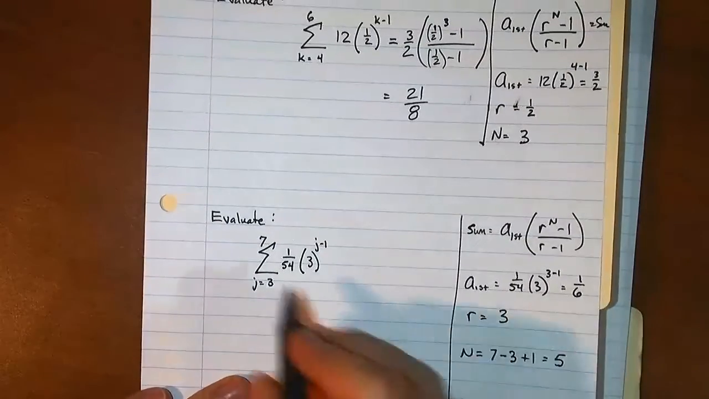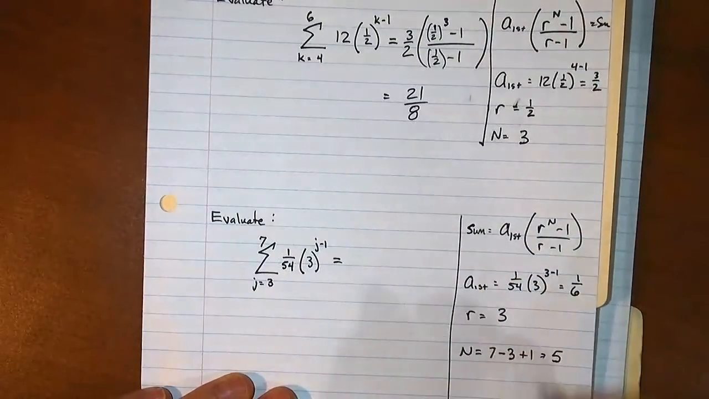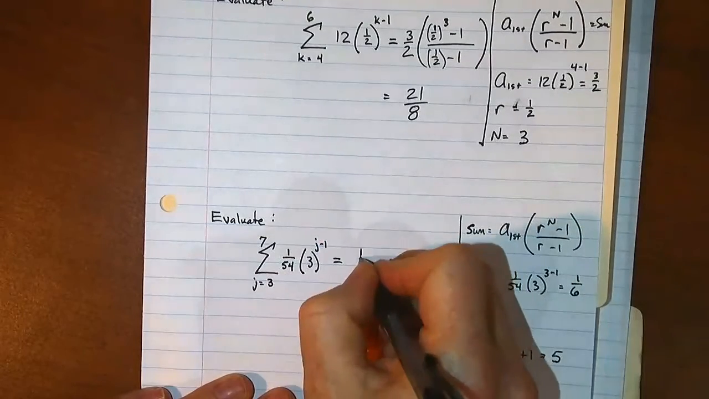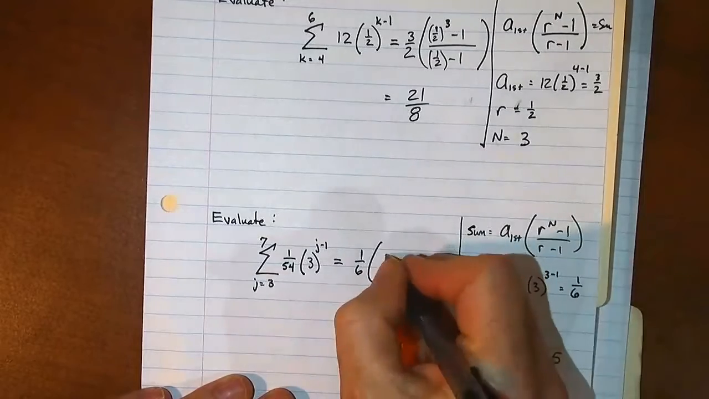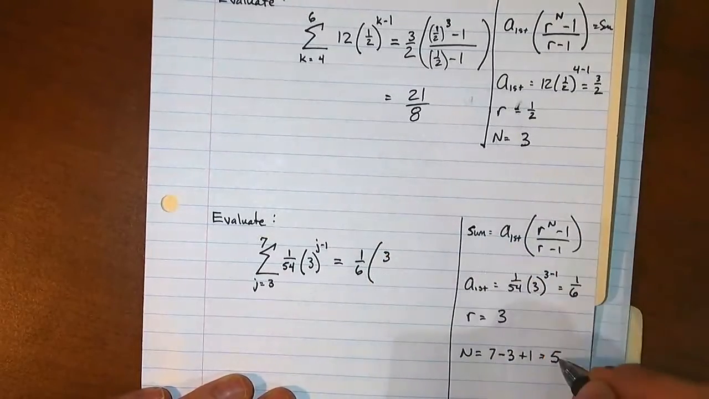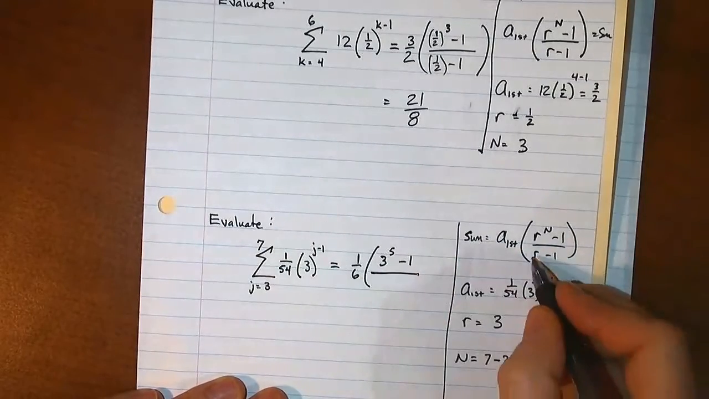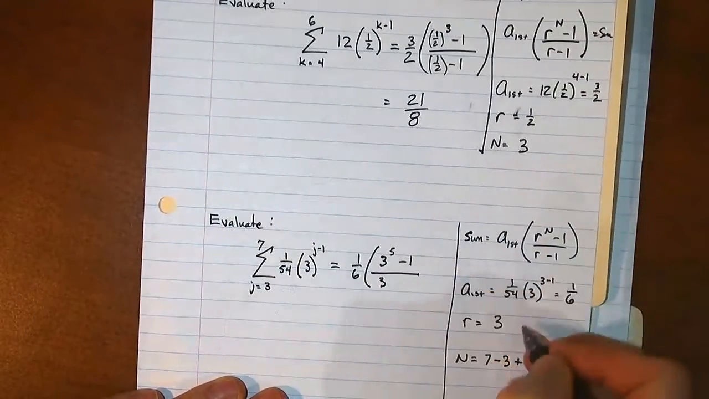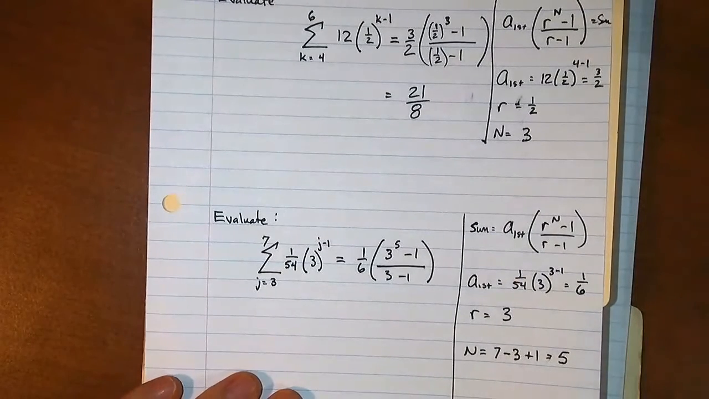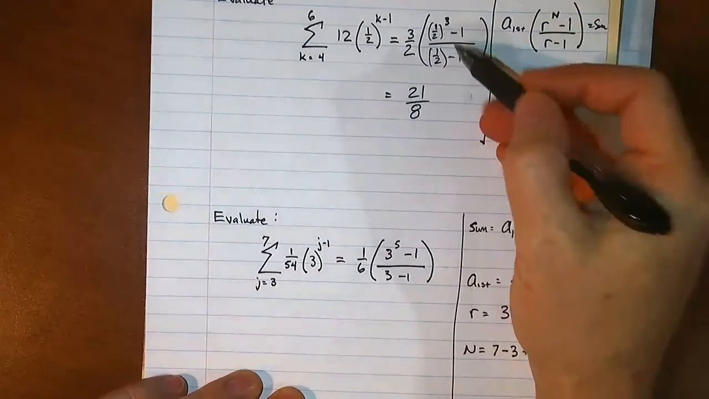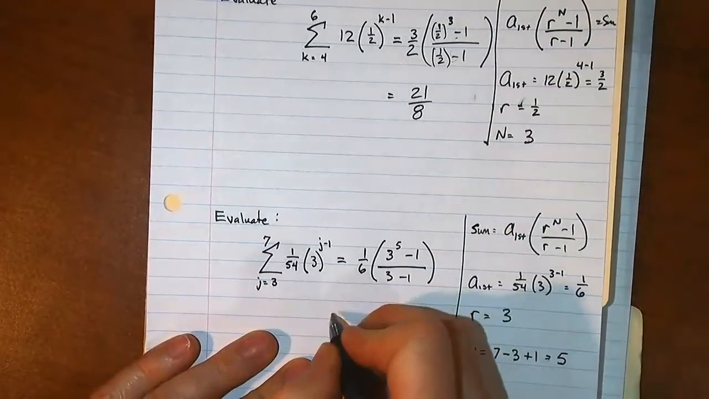Okay, so now I'm ready to plug these things into my formula. So this sum will be equal to the first term, which is 1/6, times r, which is 3, raised to the n, which is 5, minus 1 power, over r, which is 3, minus 1. So there is my fraction. And since I did this last one by typing the whole thing in, I'll do this one with order of operations so that we can kind of see the difference.